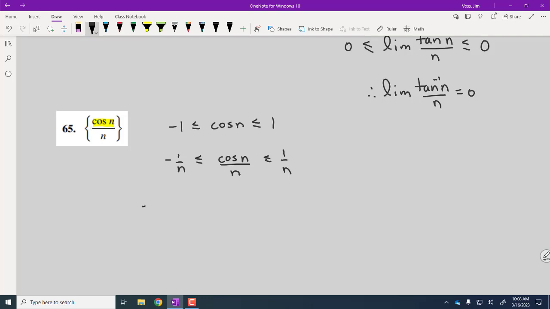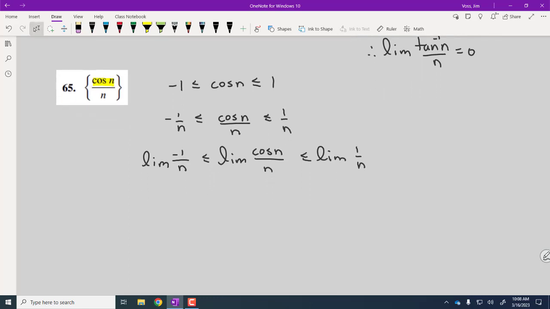And so then we take the limit of all three parts as n goes to infinity. When we take the limit of the left and the right, in both cases those limits are going to be equal to 0. And that allows us to draw our conclusion that therefore the limit of cosine of n over n as n goes to infinity is going to be 0.